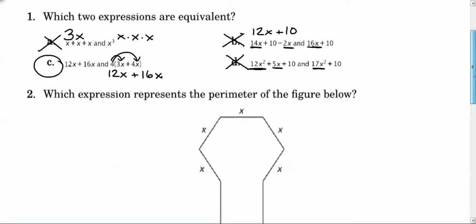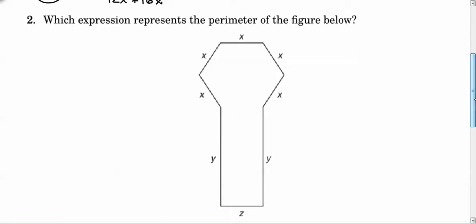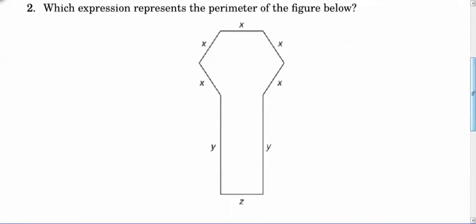All right, moving on to question number 2. It says, which expression represents the perimeter of the figure below? We've talked a lot about area and volume. Perimeter we haven't spent as much time on in 6th grade, but perimeter means the distance around the outside of something. So fencing, for example, borders around a wall maybe. Perimeter involves just the distance around the outside.